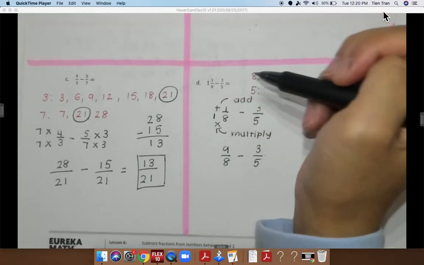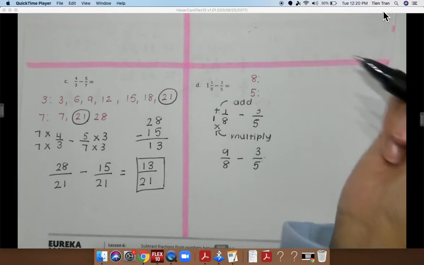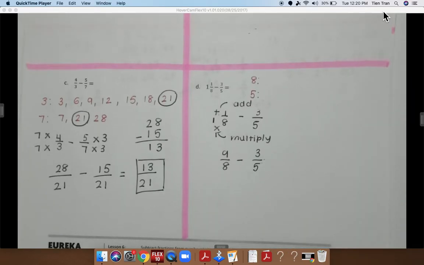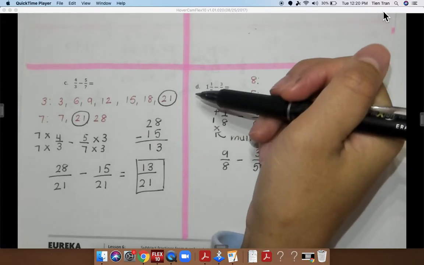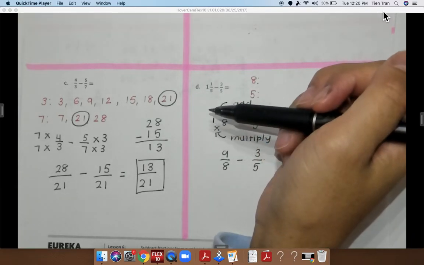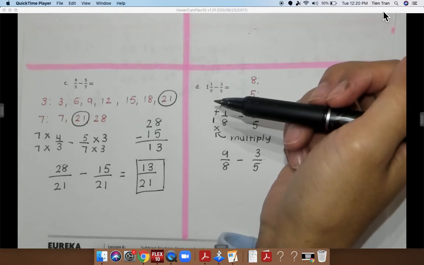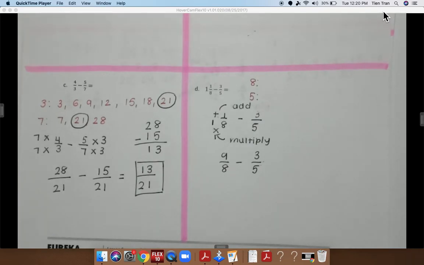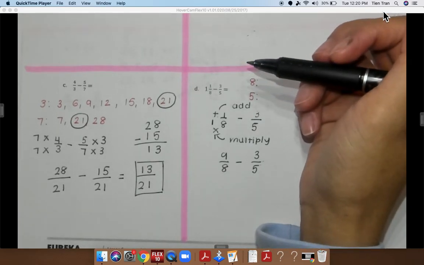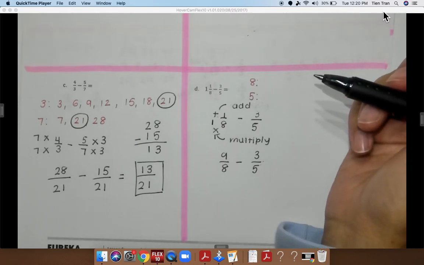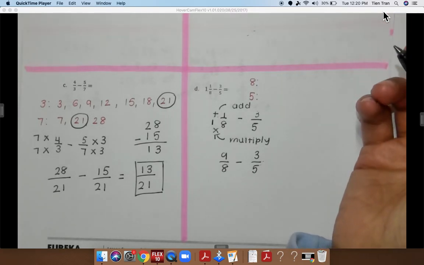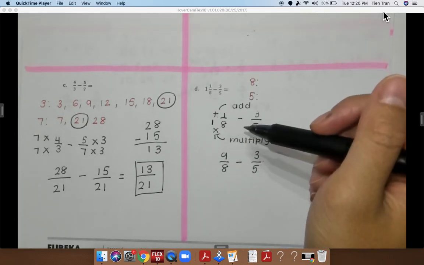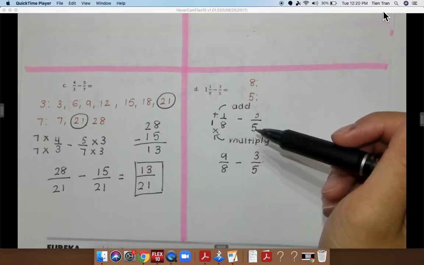For problem D, I have 1 and 1/8 minus 3/5. Now this one is very interesting because what you're going to do is either separate 1 and 1/8 into 5/5 plus 1/8, or you can multiply it into an improper fraction and then subtract. So it's up to you what you want to do. I'm going to show you first changing it back into an improper fraction.